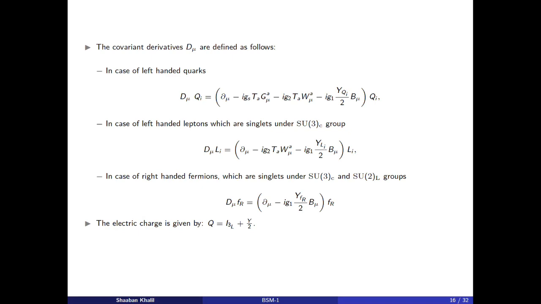Fermions don't feel the strong interaction. No, fermions in general, quarks or leptons. If it is a quark, I have to write this as L right, and for the Q right, I have to write partial mu minus i g_s T^a G^a plus this. Okay.